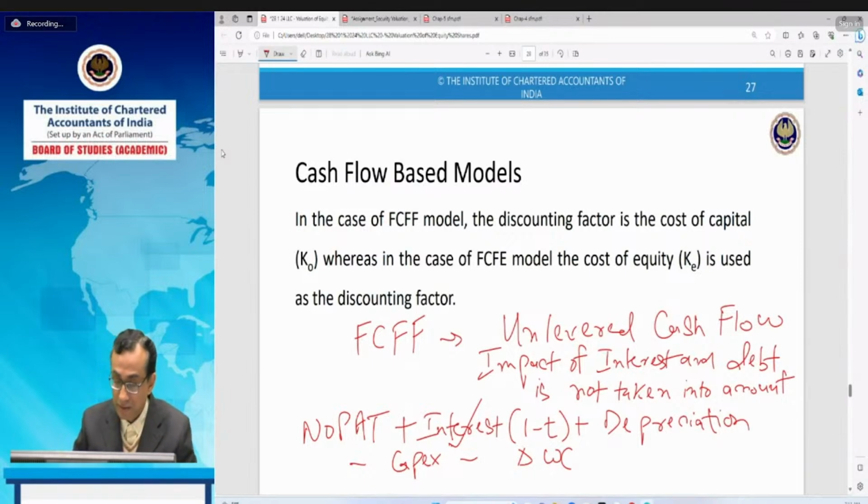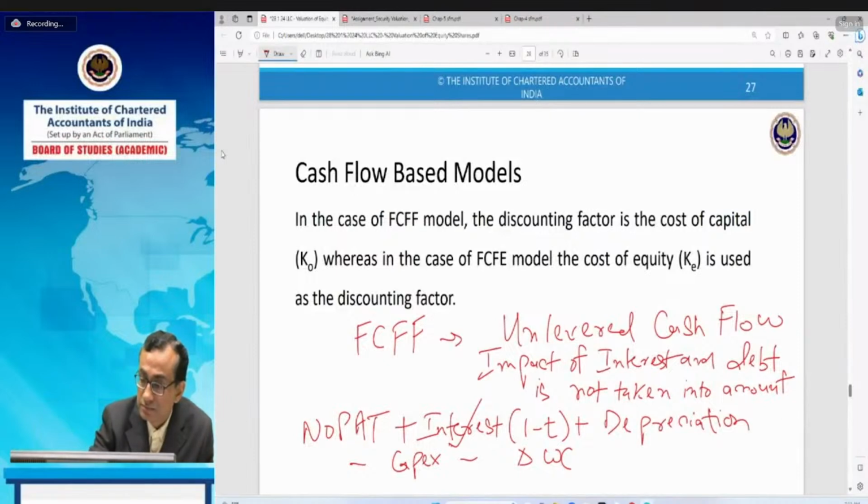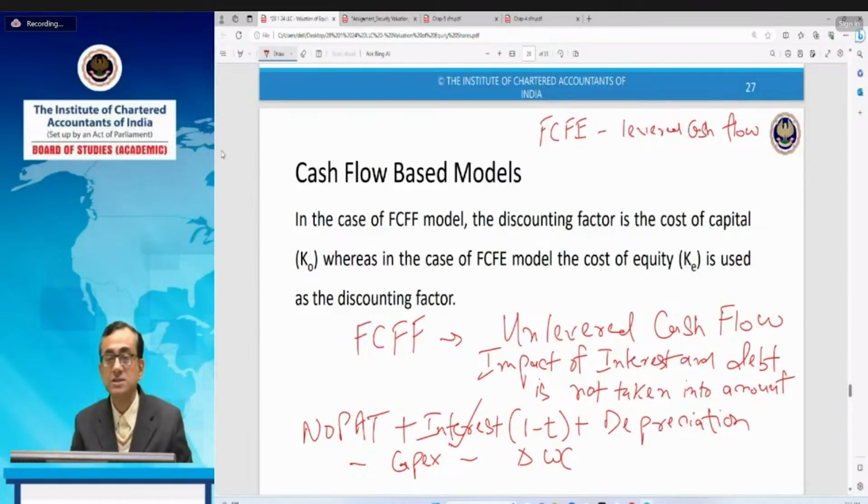Okay. And then we come across free cash flow to equity, which is basically called the levered cash flow. Why levered cash flow? Because in this case, the debt and interest are adjusted. So free cash flow to equity is the cash flow which is available to the equity shareholders, and free cash flow to firm is the cash flow available to both debt and equity holders. That is why it is called the unlevered cash flow.